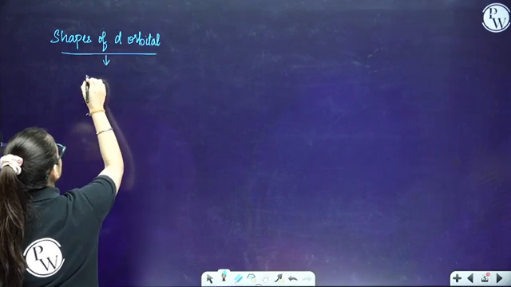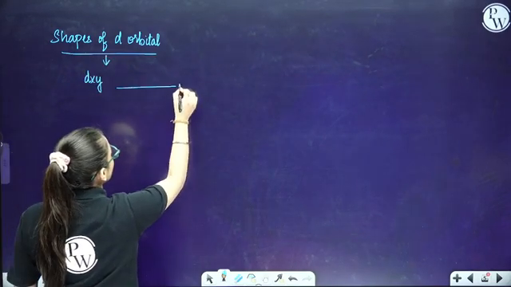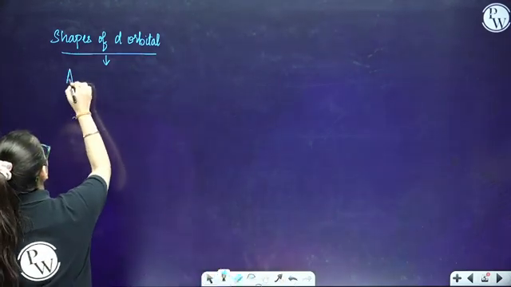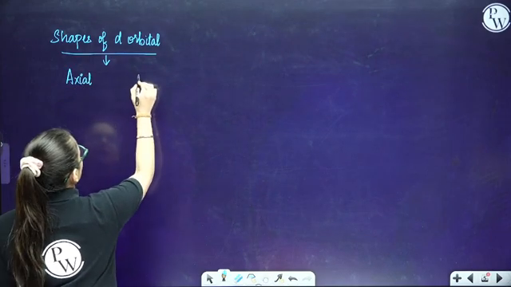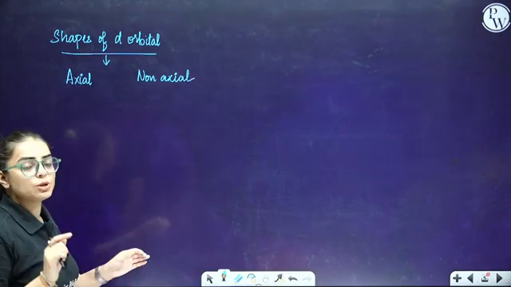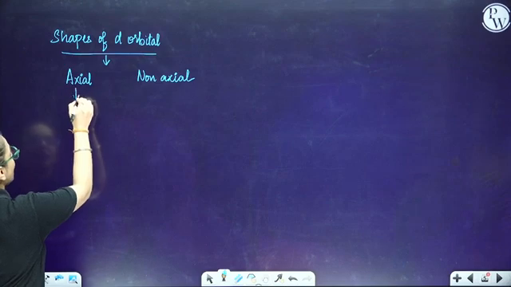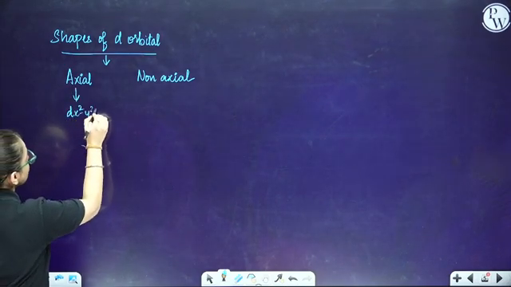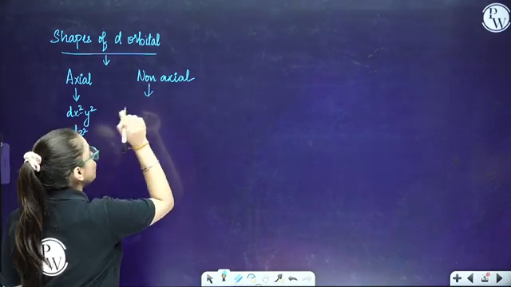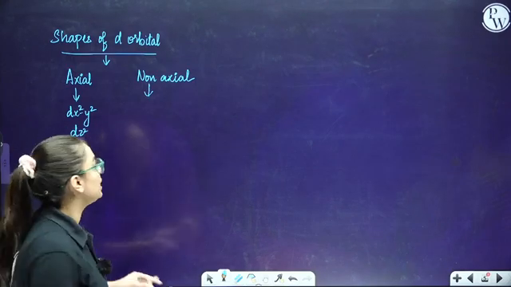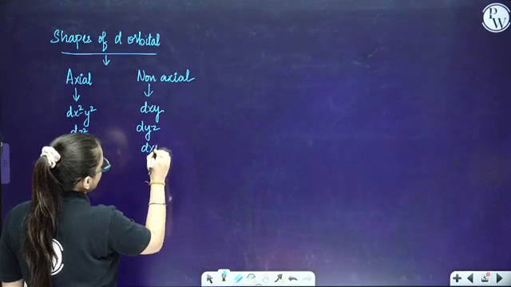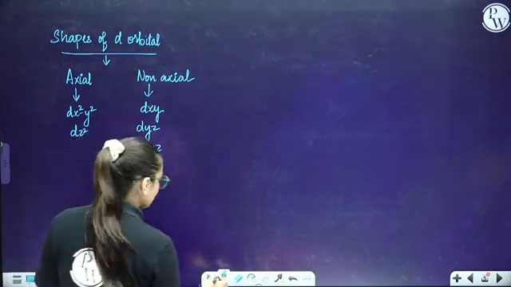See, shapes of d orbitals. Let me tell you, these are two kinds of d orbitals. One are the axial ones and one are the non-axial ones. Axial ones are the ones in which lobes lie on the axis, such as dx square y square and dz square, while non-axial ones are the ones in which the lobes don't lie on the axis, but lie in between the axes. So over here it is dxy, dyz, dxz. One by one I am going to draw them over here, students.